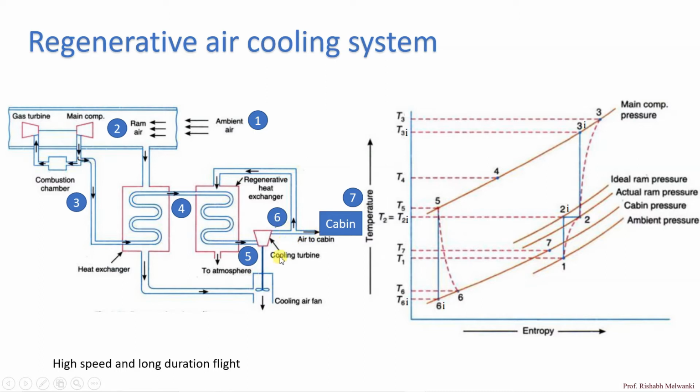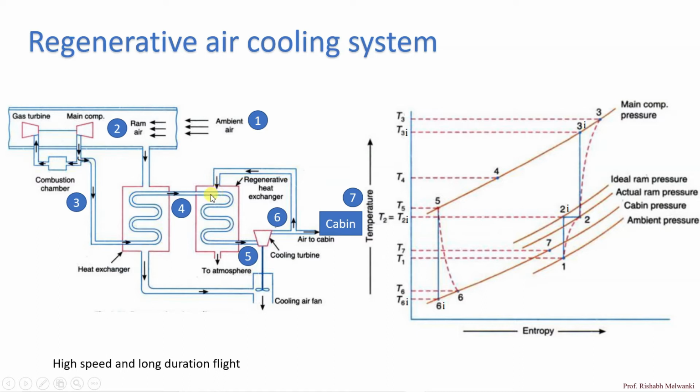What happens in this case is, the mass exiting the cooling turbine, that partial mass of cold air, is sent to the regenerative heat exchanger, and the remaining mass of air goes to the cabin, where it picks up heat from the cabin load and is exhausted to atmosphere. Now in this case, what is the advantage of taking this air back to the regenerative heat exchanger?